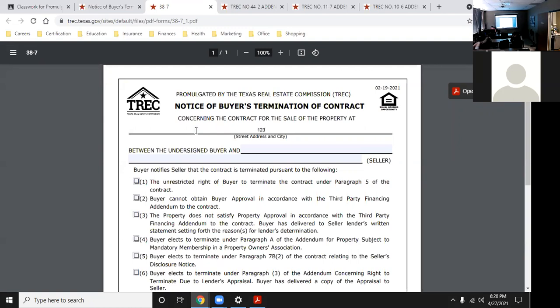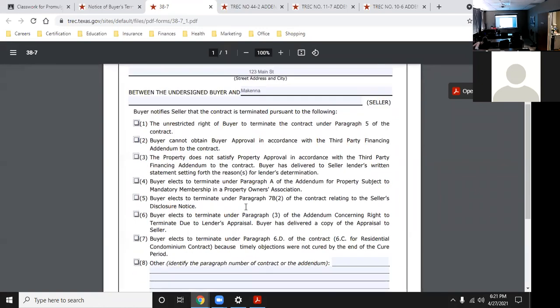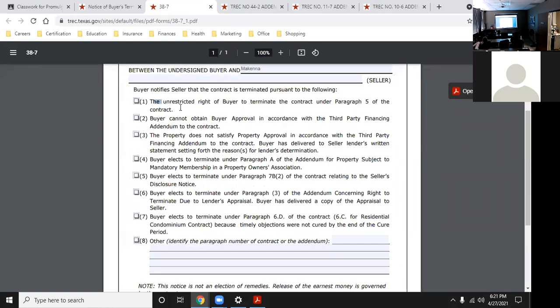So in this situation, let's say I am still under contract to buy McKenna's property, and we go through the process, and after whatever I decide that I want to back out of the contract. I would have to fill this form out and send it over to explain why I'm terminating the contract. This unrestricted right to terminate the contract under paragraph 5 is the option period. So if you were in option, you would click check box 1. We have a 10-day option period. It's day 7. I've done the inspection. There's some stuff I didn't like that I saw, so I'm just going to back out. You would just click this box here. That's probably what you'll click the most when you use this form.